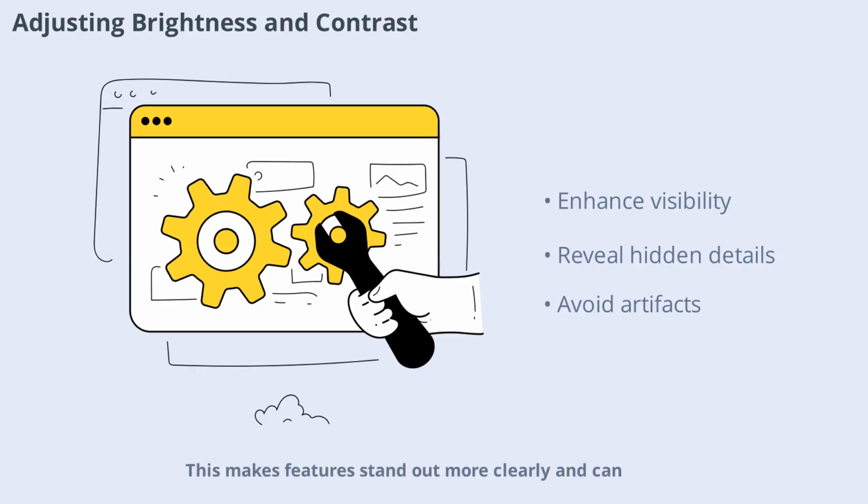One of the first steps in image analysis is adjusting the brightness and contrast. This makes features stand out more clearly and can reveal details that were hidden in the original image. Be careful not to overdo it, as excessive adjustments can introduce artifacts or obscure real features. Always keep a copy of the original image for reference.